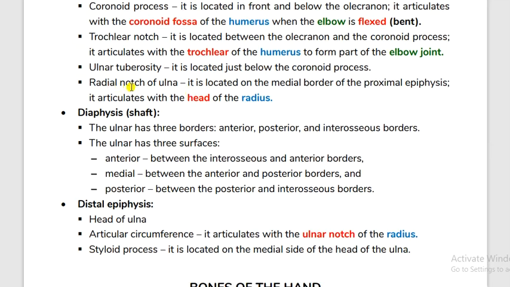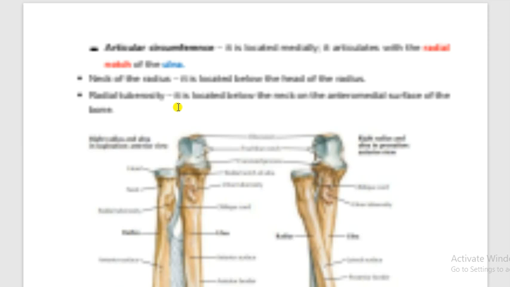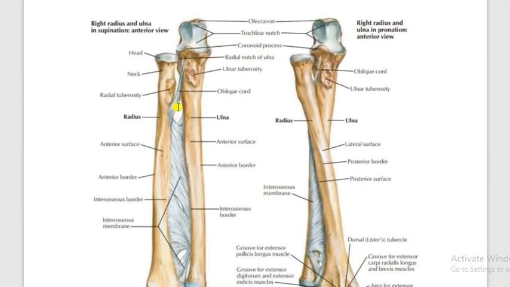Then there is the radial notch of the ulna. It is located on the medial border of the proximal epiphysis, and it articulates with the head of the radius. So this is the radial notch of the ulna here. This is the ulna, and this is the radial notch of the ulna.